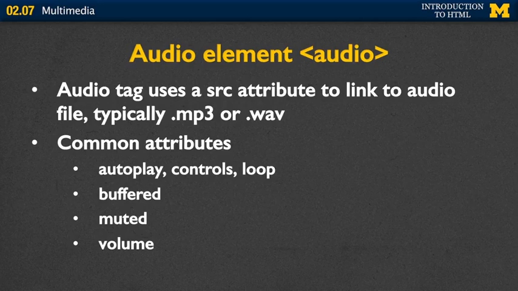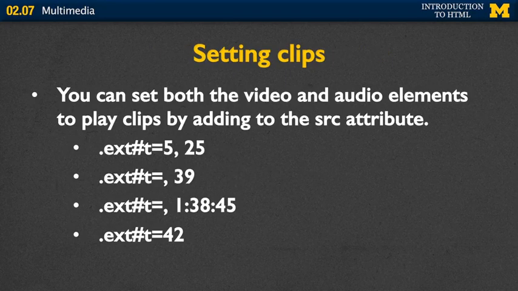The audio element is very similar to the video, and then again we use a source attribute to link to the file. Typically, you're going to use an MP3 or WAV file. The attributes, again, very similar. You have autoplay, controls, and loop, but we also have buffered, muted, and volume. And these are extra attributes you can put in where you're going to control what the person's listening to and how loud.